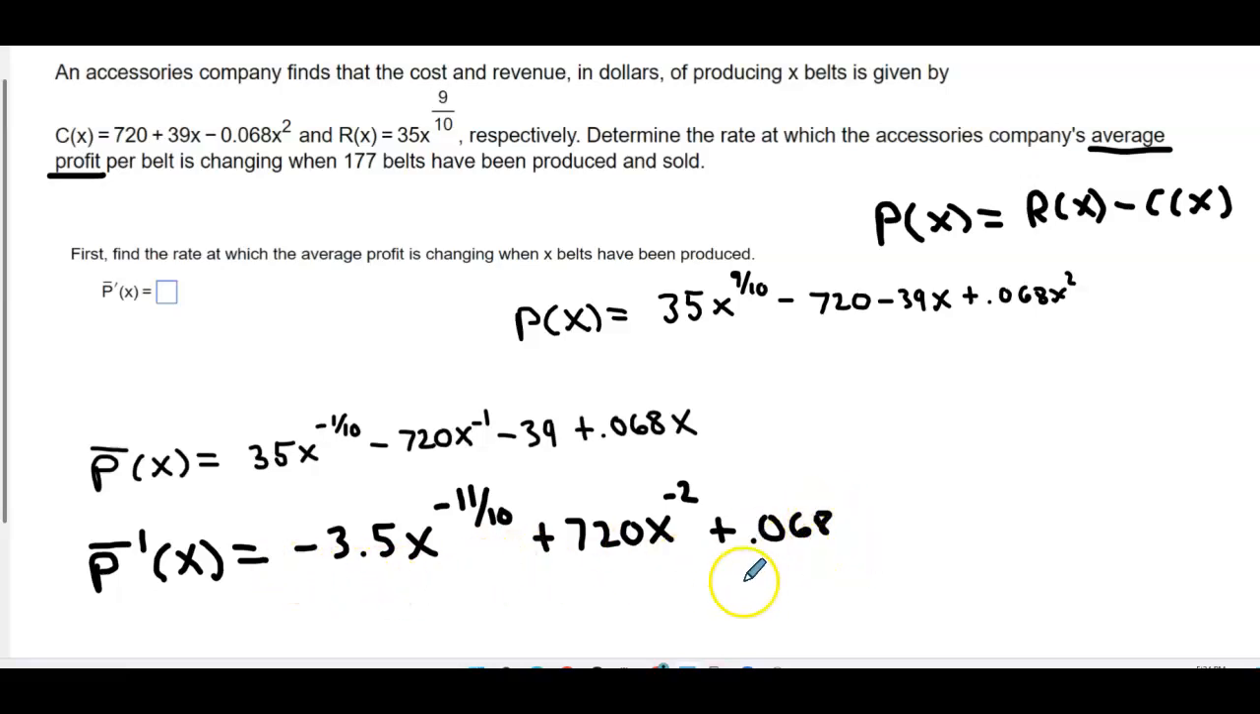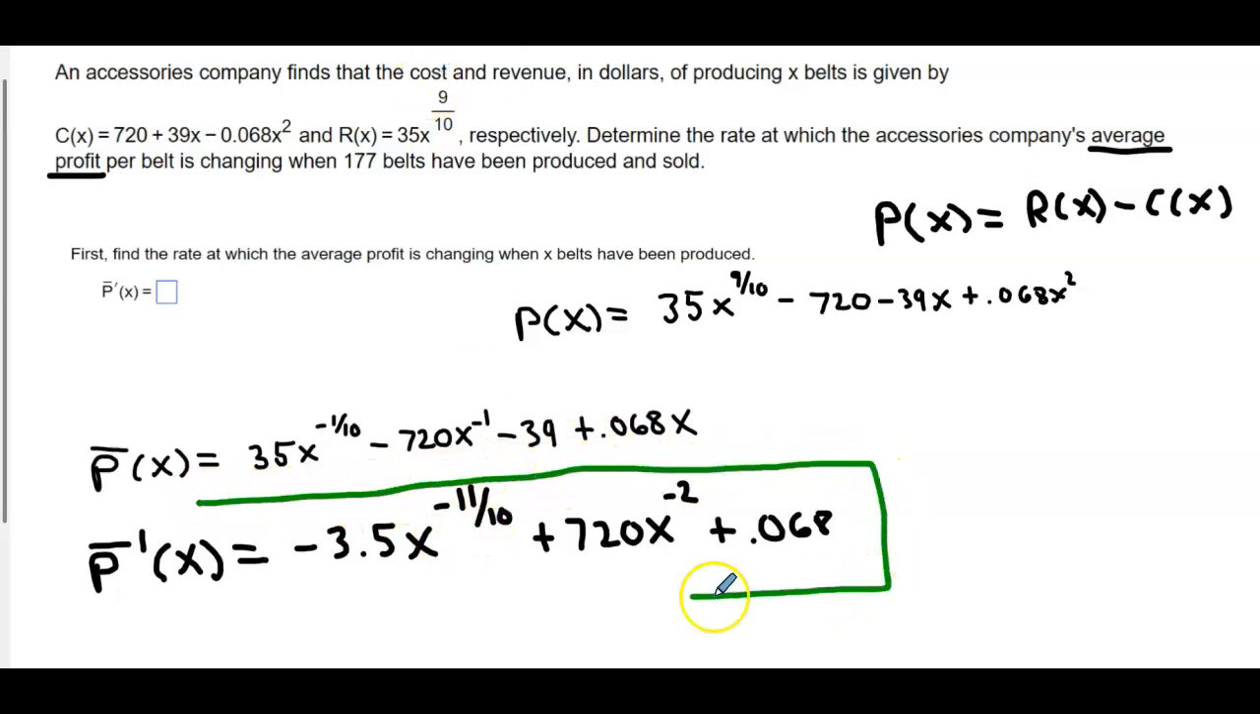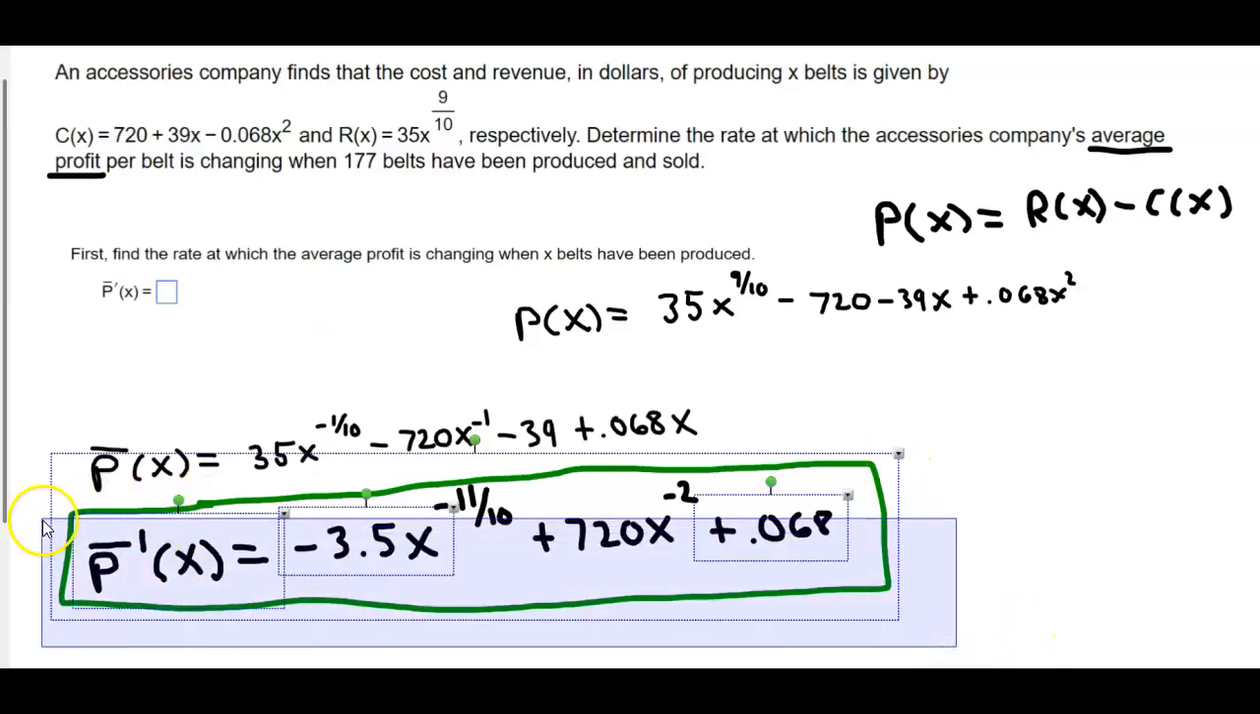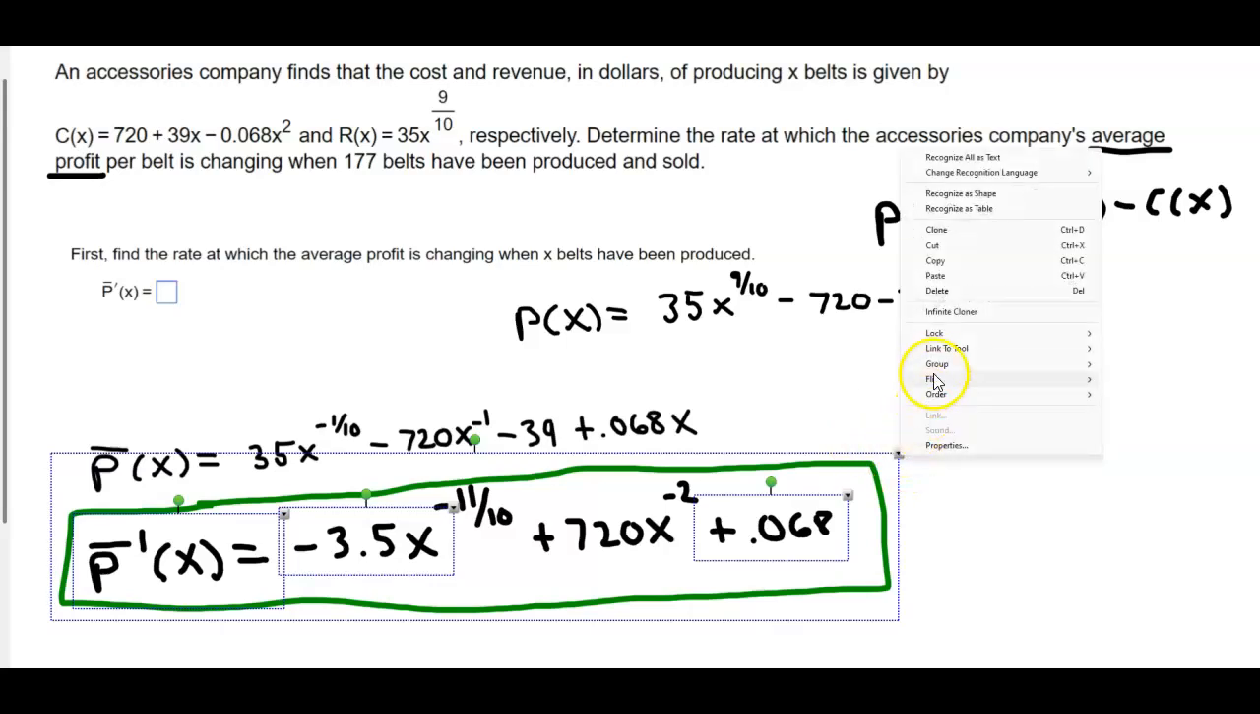So here's our derivative for the average profit function. We can refer to this as the rate at which average profit is changing when X belts have been produced. So this function here should be our answer for the first part of this question. Now there's different ways that you could write this average profit derivative function. This is fine. You could take care of these negative exponents, for example, if you wanted, but no reason why we can't enter it exactly like this. So I would put it in there. So this is the answer to the first part of this question.